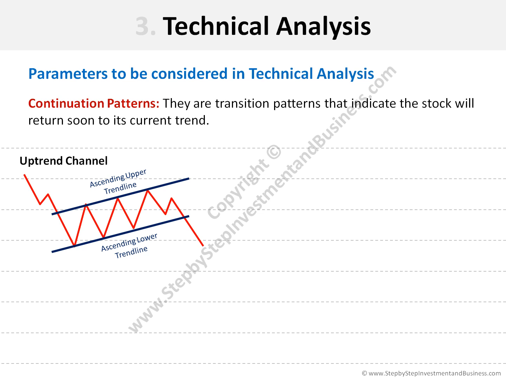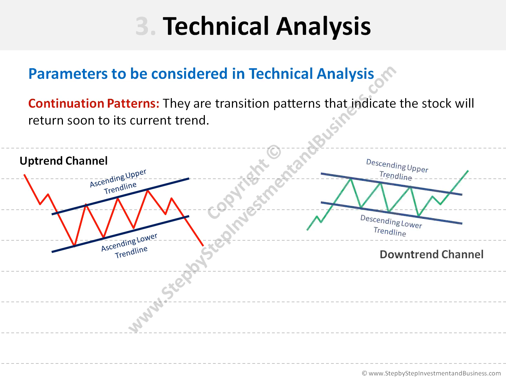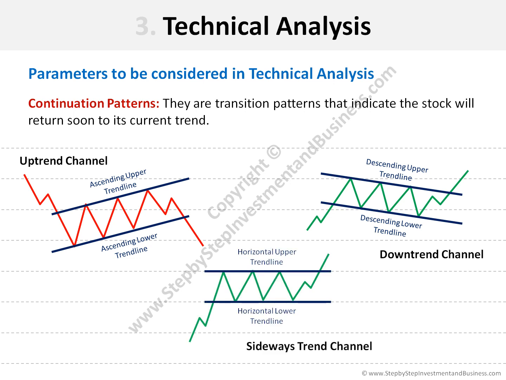In this case, we can see the figure of an uptrend channel, which is defined when the stock prices, represented by the red curve, fluctuate within 2 ascending trend lines. When the trend lines are descending, we have a downtrend channel. Finally, when the trend lines are horizontal, we have a sideways trend channel.